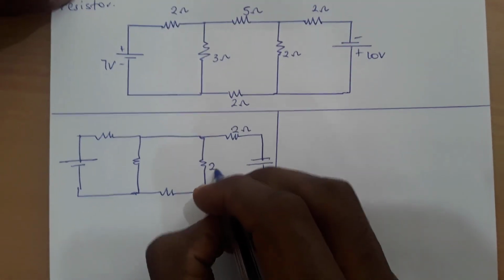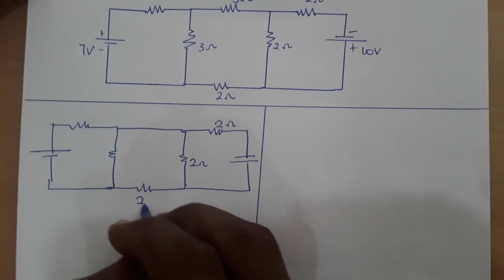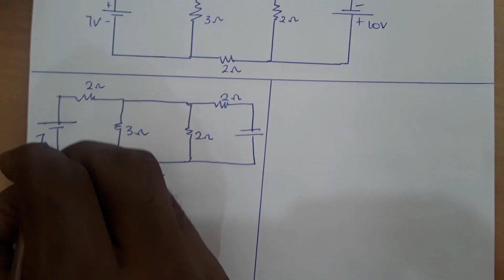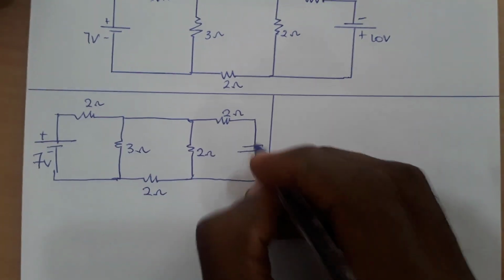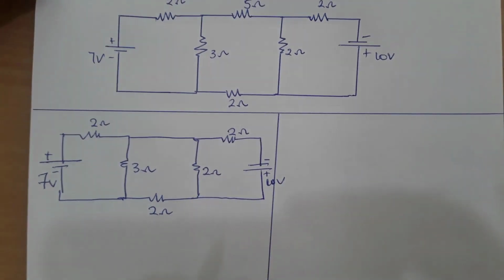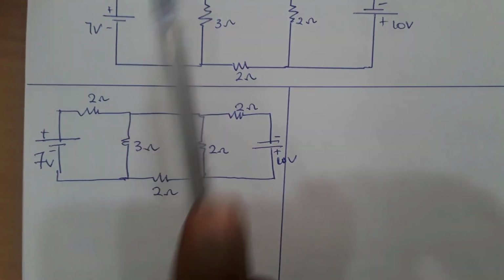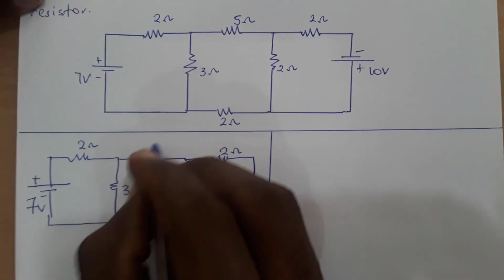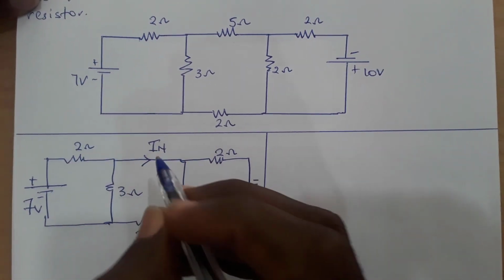Here is a 2 ohm, another 2 ohm, this is another 2 ohm, 3 ohm here, 2 ohm, 7 volts, and here is 10 volts. So you see that this was where the resistor was. I took it out and I'll find my short circuit current, say IN.